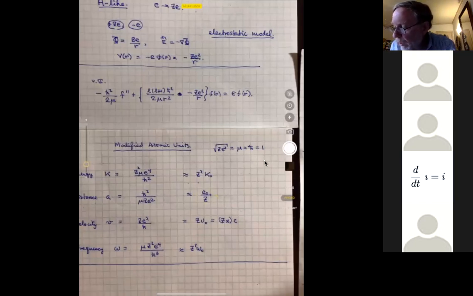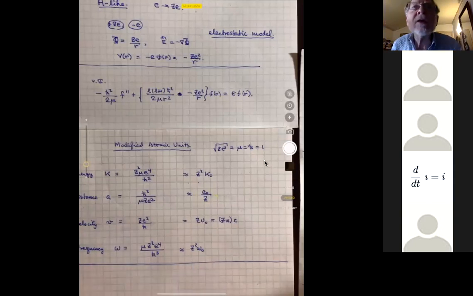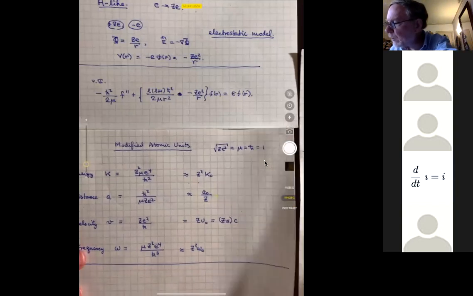All right, so this is a warning that in treating these hydrogen-like atoms, we can't let Z get too big without expecting our basic model to start to break down. All that just comes from a dimensional analysis. So that's basically the story of modified atomic units.